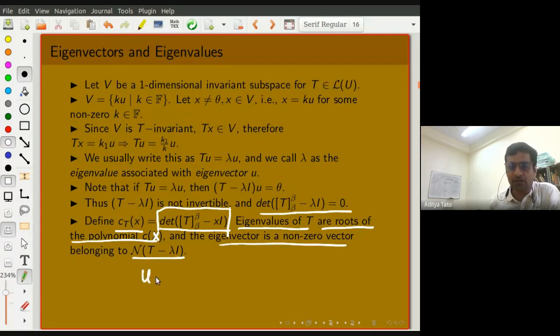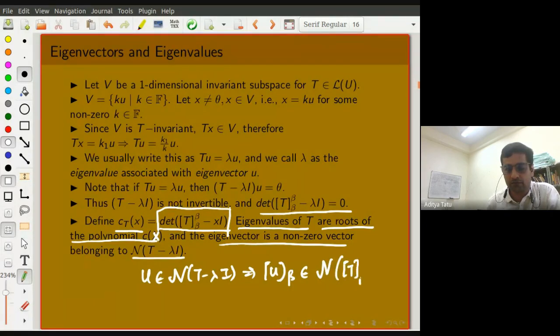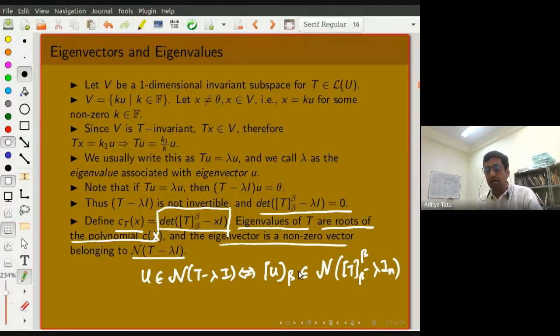And also remember, how do I find this? I know that if this is the case, then this also has to happen. And vice versa. So you can again see, in order to find eigenvectors, you will have to solve a linear system of equations, and in this case it will be the homogeneous system of equations.